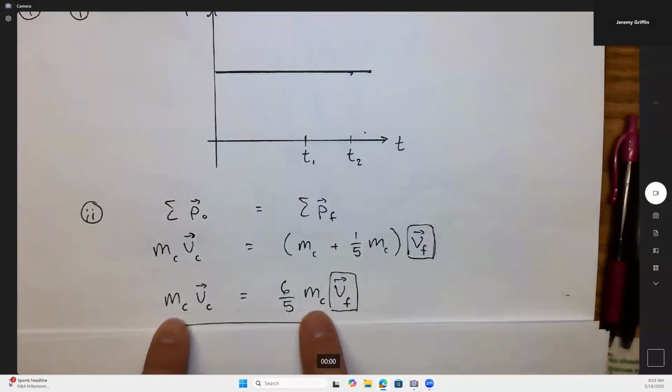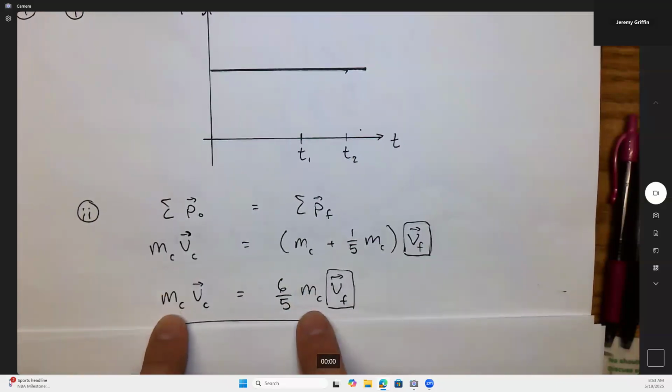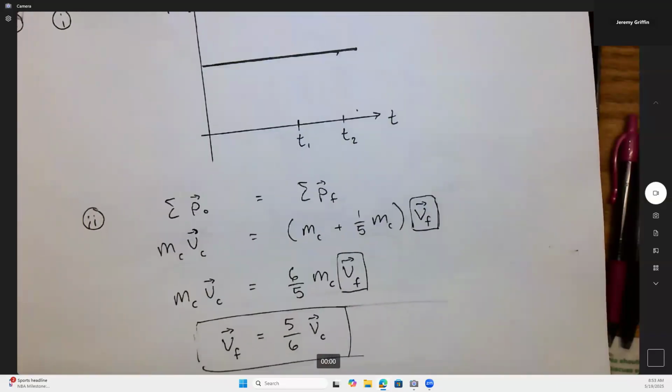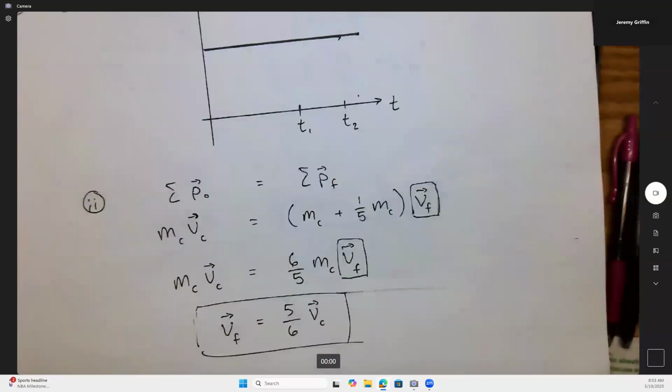Now, regardless of what MC was, could be 1 kilogram, could be 5 kilograms, does the MC cancel? Right. So the final velocity should just be 5/6 of the initial velocity, and the mass of the cart shouldn't show up in the final expression at all. Do you guys get it? Because if the mass increases by a factor of 6/5, then the velocity should decrease by the same ratio, the other way, so 5/6.